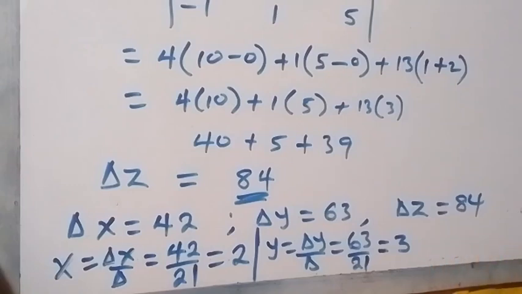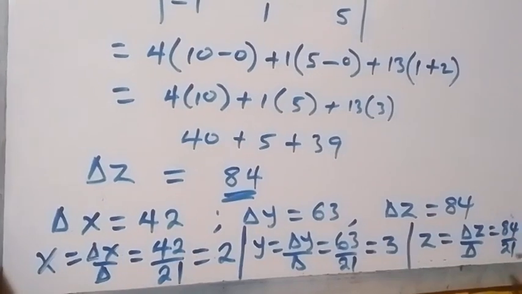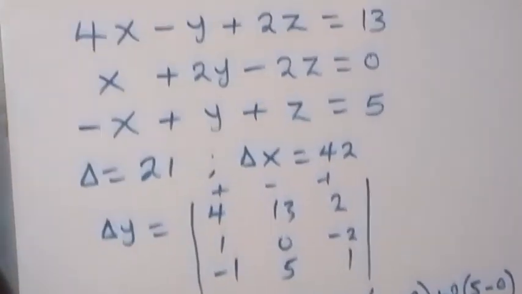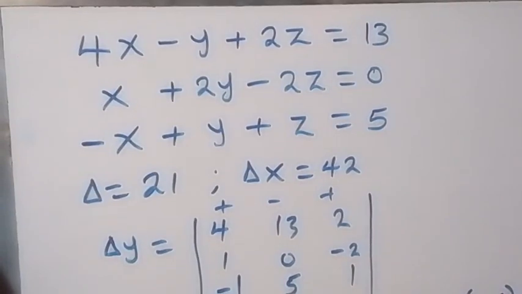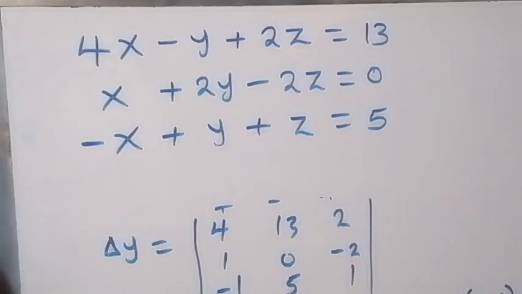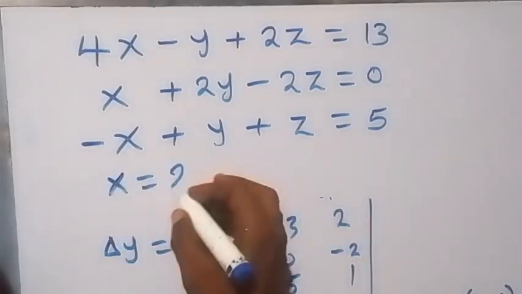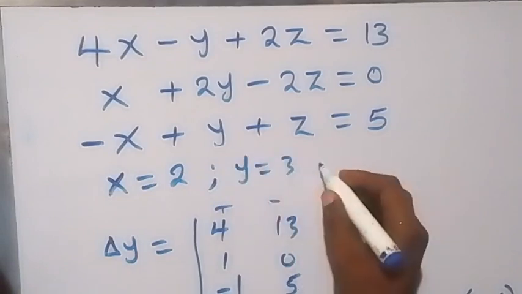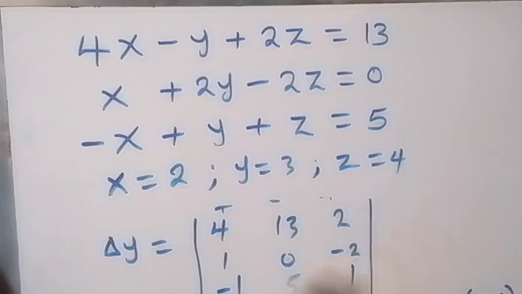And also from here, we have z now equal to the determinant with respect to z over the determinant. And here, this is 84 over 21. And here as well, this is the same thing as 4. So we have z equal to 4. And therefore, we can conclude from what we are given, using Cramer's rule, the values of x, y, and z. So we got x equal to 2, y equal to 3, and z equal to 4, using Cramer's rule.